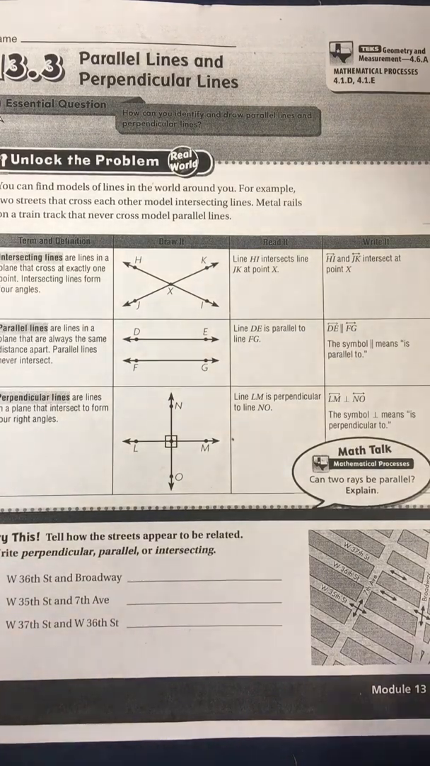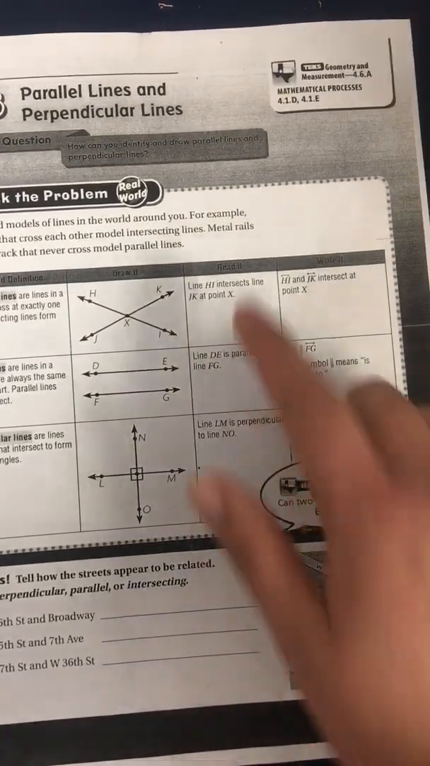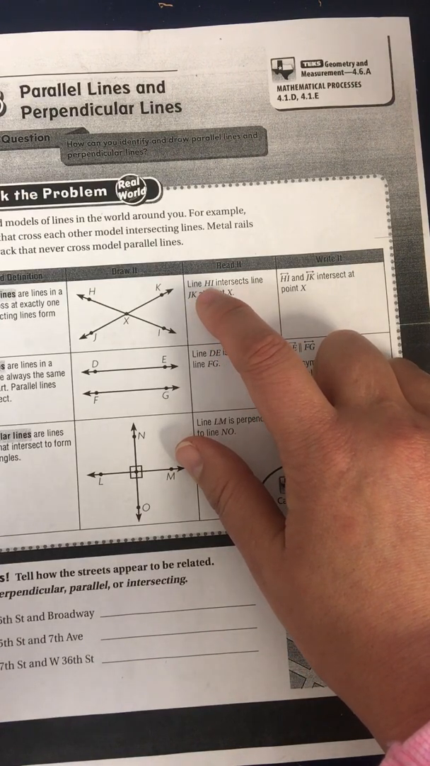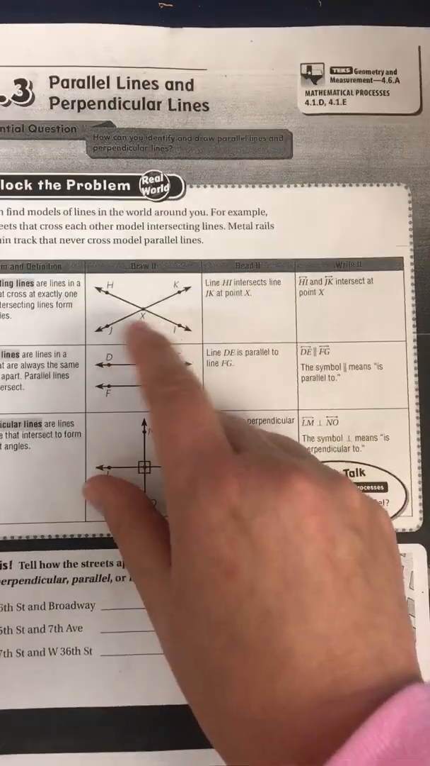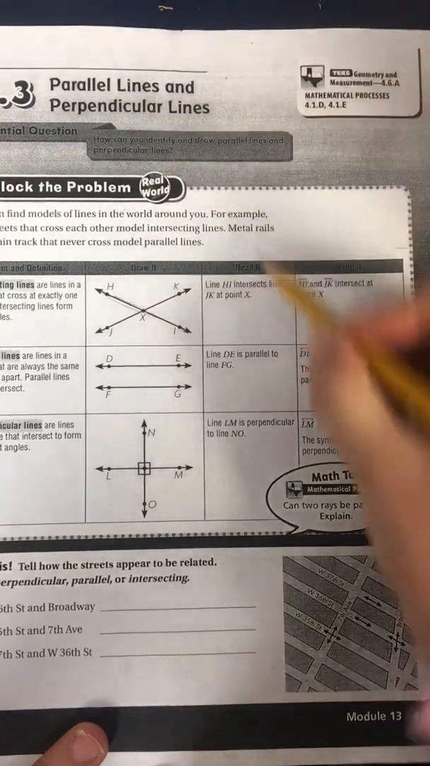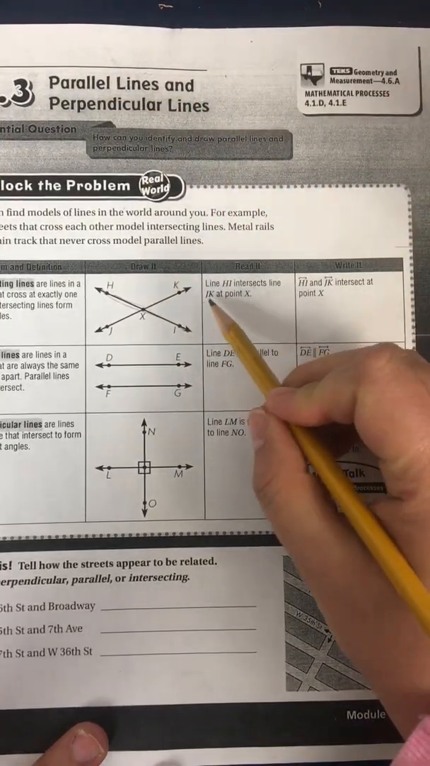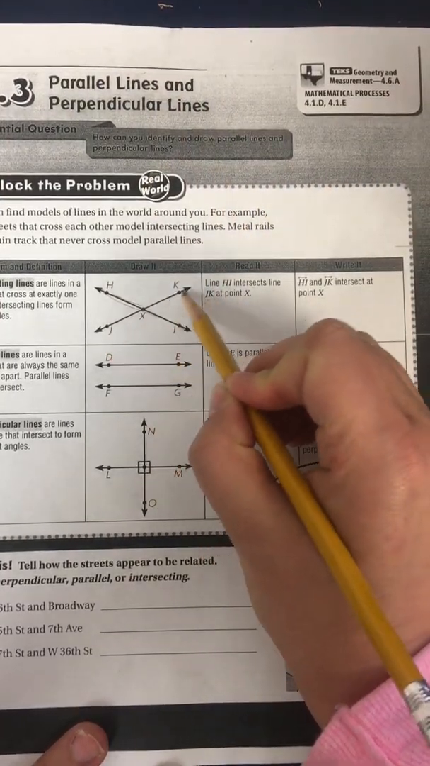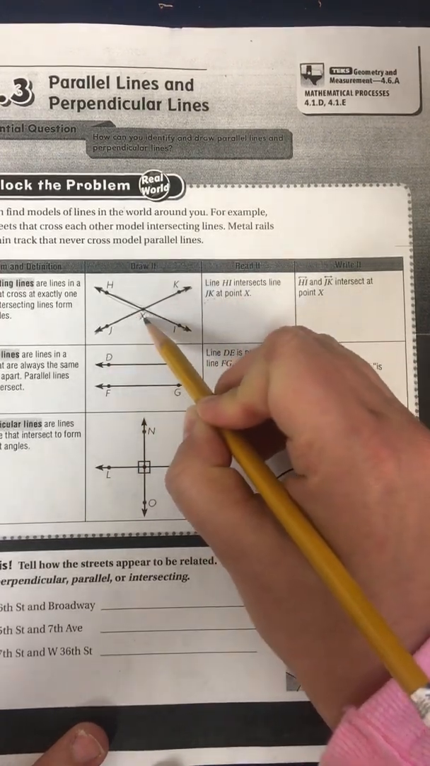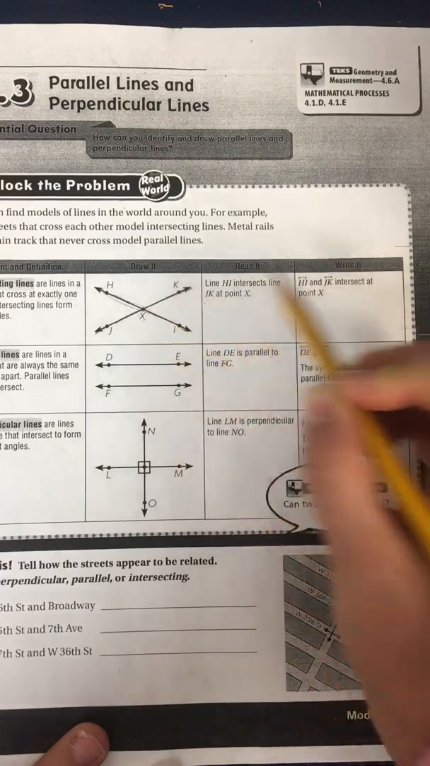Okay, to read it, and this says reading it, read line HI. So notice they said HI. So I'm looking for the two letters that they do, and I see what line they're talking about. Intersects with line JK. So I'm looking here for JK at point X. This is the end point, or the point that they intersect.